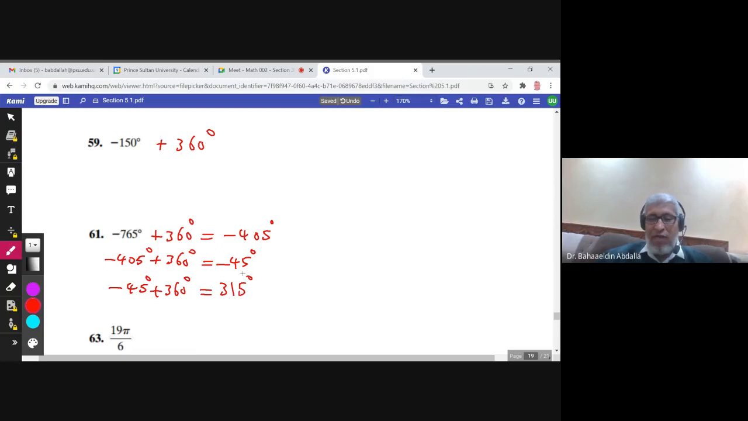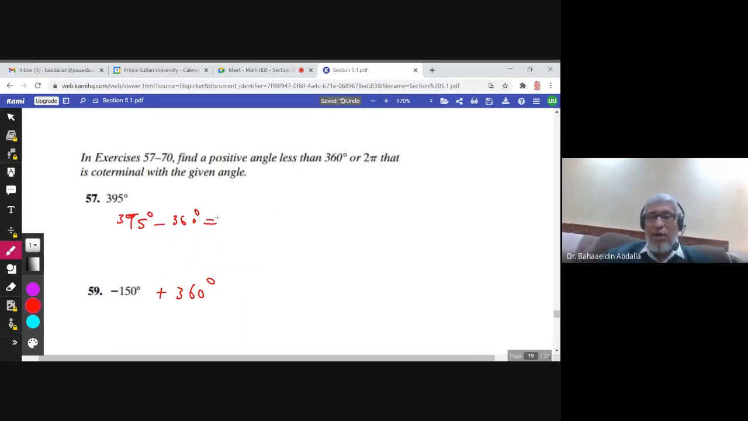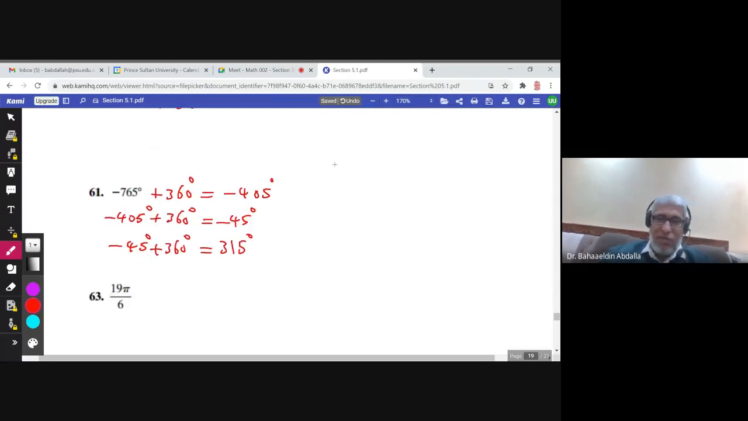315, negative 45, negative 405, negative 765. All of them are coterminal. But the question is, find a positive angle less than 360. So my answer is 315. This would be the answer to the question.